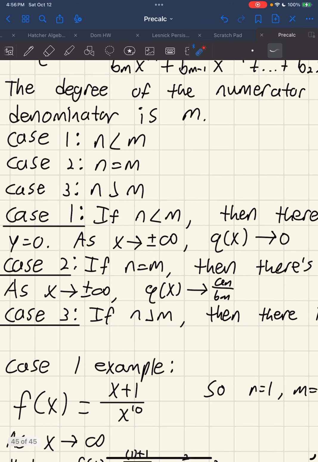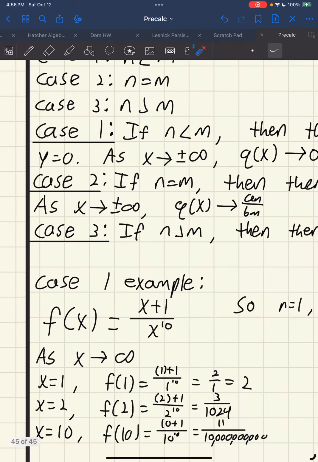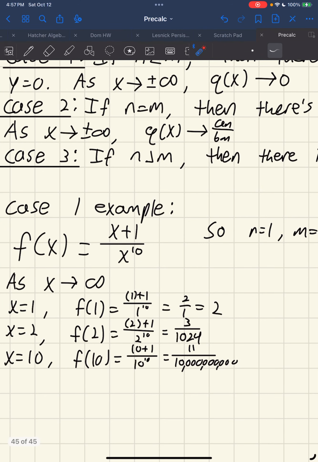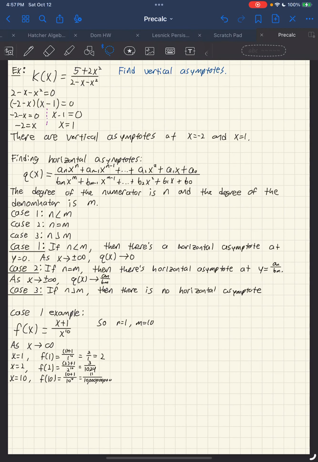So that's why in this case, when n is less than m, the top just stops mattering at some point, depending on n and m. Again, in this example, I chose it so that very quickly that numerator stops mattering. But at some point, no matter what, it gets smaller and smaller. I hope that's a little clear as to why we do that. If the bottom is bigger, it's always going to 0.